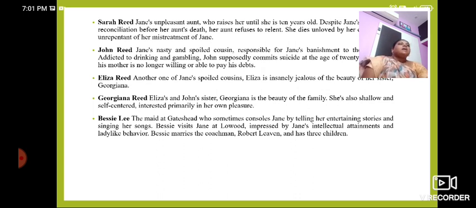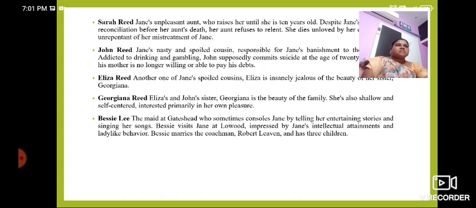John Reed, Jane's nasty and spoiled cousin, responsible for Jane's banishment to the Red Room. Addicted to drinking and gambling, John supposedly commits suicide at the age of 23 when his mother is no longer willing or able to pay his debts.